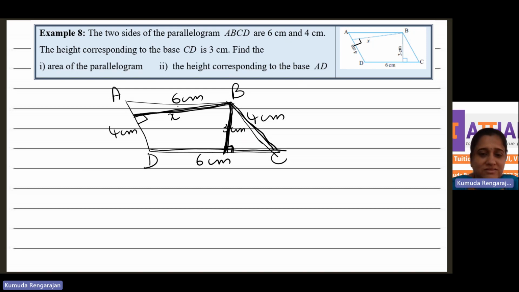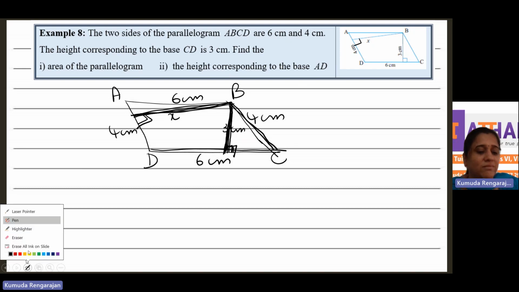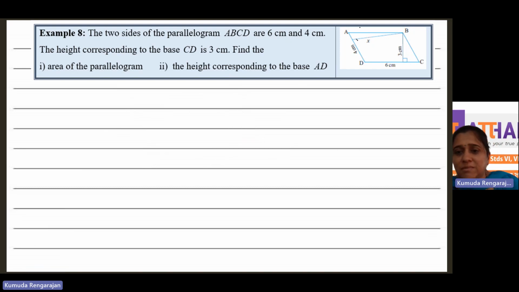So that means this line segment is the altitude on AD, and this line segment is an altitude on DC. Why altitude? Because 90 degrees. Here it's a printing mistake in NCERT. It's not marked here. This is 90. It will be marked, or maybe they've expressed it in words.